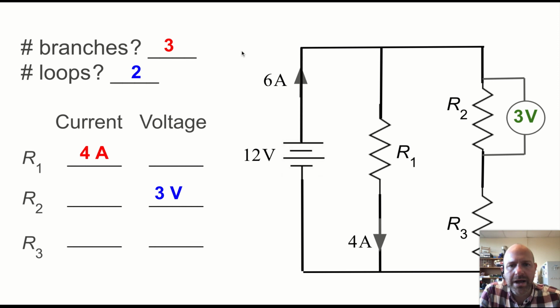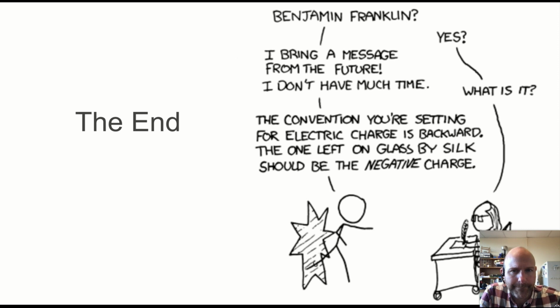And then we can say, well, if there are 6 amps going in to this junction at the top and 4 going down, that means R2 and R3 must each have 2 amps because they're on the same branch. And then we can go ahead and do voltages. There's 12 volts for resistor 1 because the loop that includes resistor 1 and just the battery, it's gain 12, drop 12. For resistor 3, we gain 12, we drop 3, and we have 9 volts left. All right, so that's it.